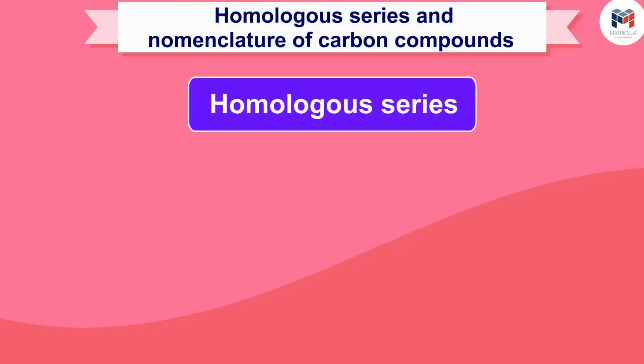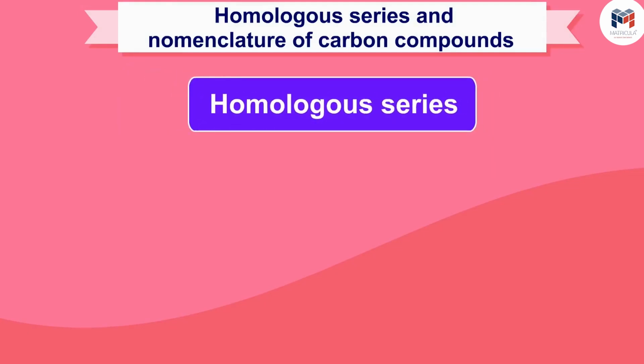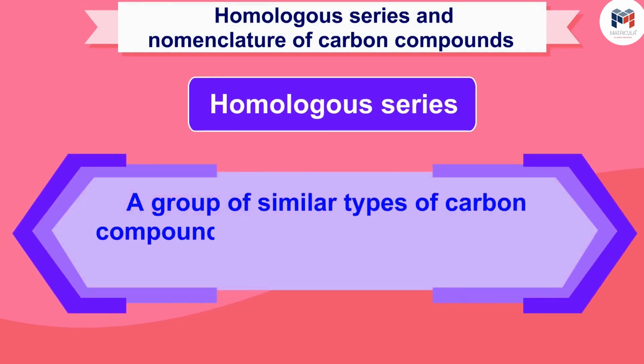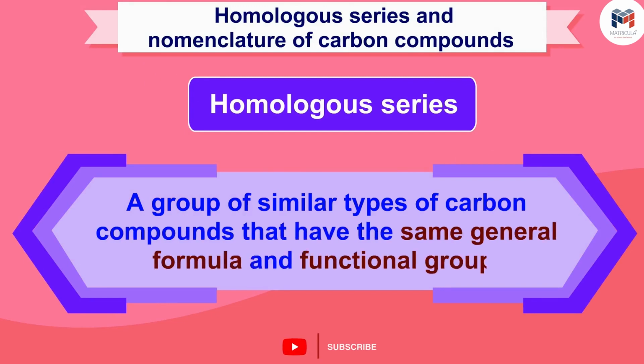As its name suggests, homologous carbon compounds can be defined as a group of similar type of carbon compounds that have the same general formula and functional group.